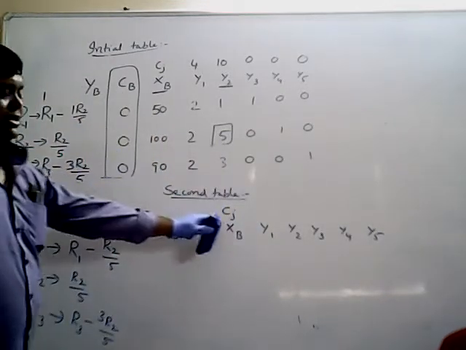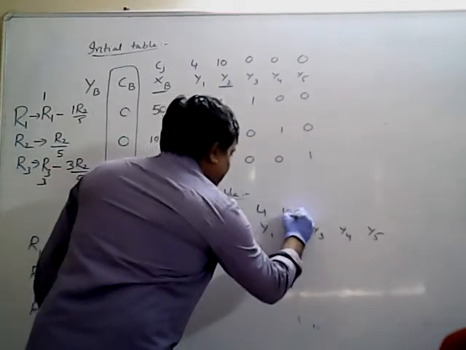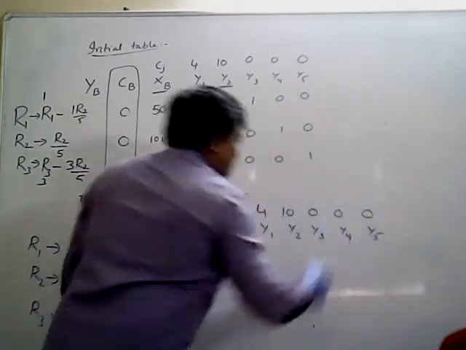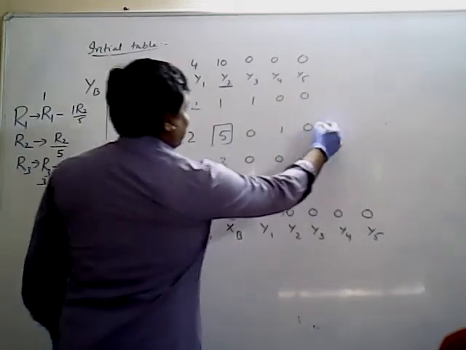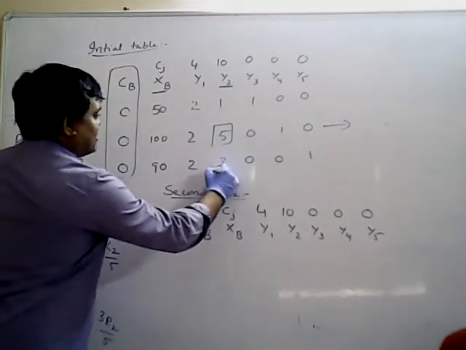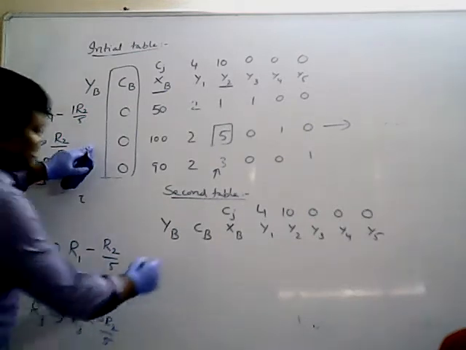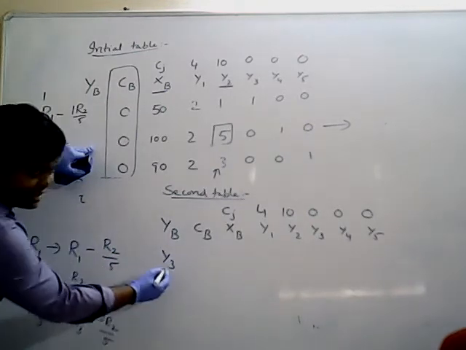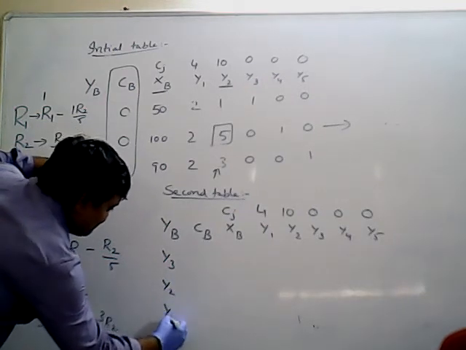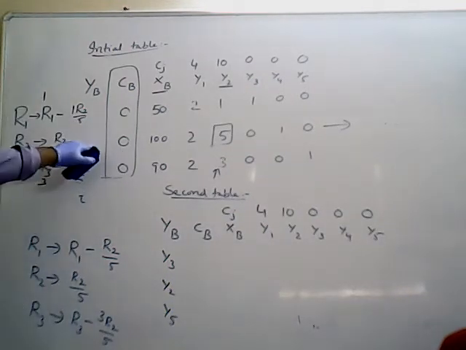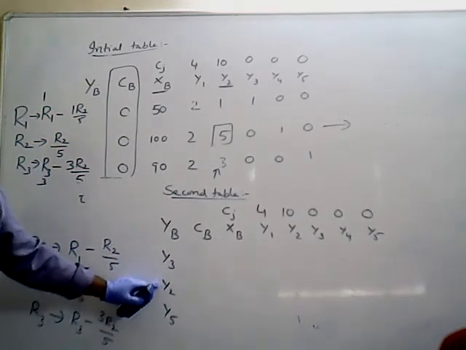First I have to write down the C value. These are the C matrices. Same should be copied as 4, 10, 0, 0, 0. What are the variable centers? In this case y4 is deleted, so y2 enters. So in place of y4, y2 enters. Y3 will be as it is. In place of y4, which value enters? Y2 enters, and then y5. y3, y2. This is the only difference.